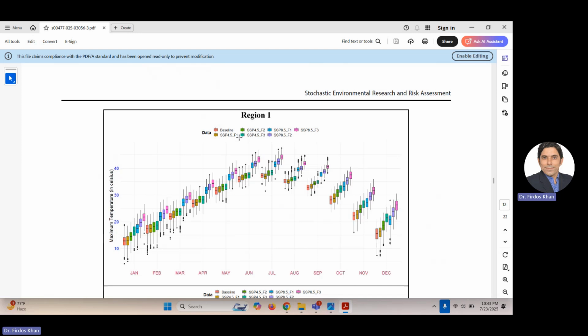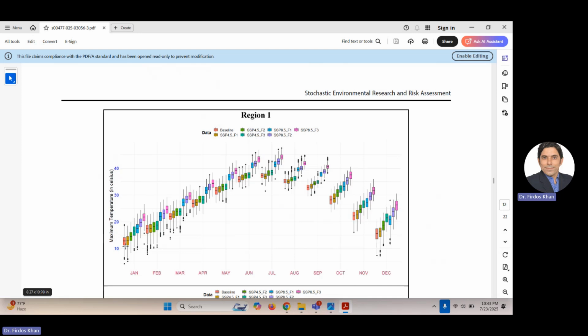So we have divided this future into three parts. F1, that is from 2017 to 2044, and F2 is from 2045 to 2072, and the last future F3 is from 2073 to the end of 21st century. Three futures, and then this is for SSP 4.5, and the remaining three are for SSP 8.5.